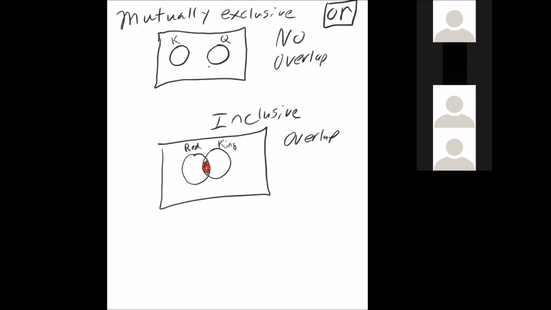Yeah. So like for number 1 on the review, would that be... So let's read it. You randomly choose a tile from the bag. Find the probability of A or G. Are these events mutually exclusive or inclusive? So can you be an A and a G at the same time? No, so it has to be exclusive. Correct. Okay.